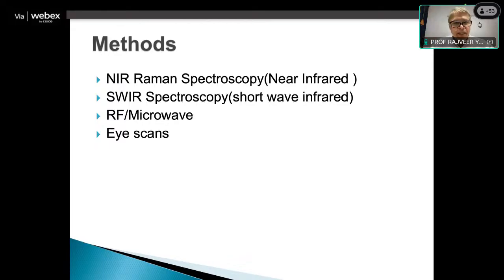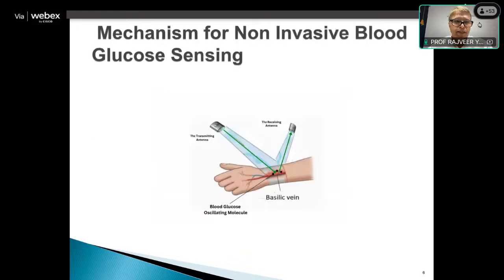The methods to get these parameters are popular, maybe near infrared spectroscopy, short wave infrared spectroscopy, radio frequency and microwave imaging, eye scans. So these are the popular methods which are being used to work towards developing the non-invasive sensor. This diagram has been developed by me, and we are trying to develop our sensor based on this particular principle.